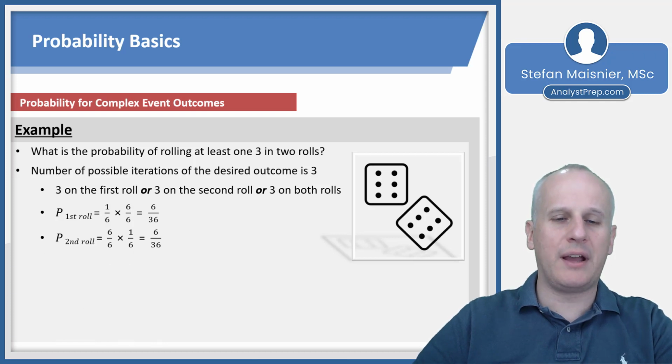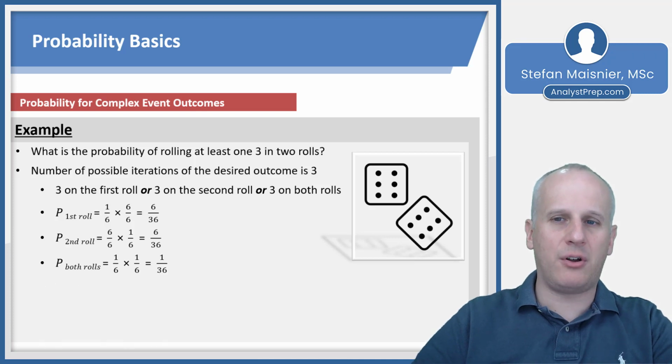Now, rolling a 3 on the second roll is basically the same thing, just reversed. So we don't care what the first roll is. But on the second roll, the desire is to get a single 3 out of the 6 possible outcomes. So 6 out of 6 times 1 out of 6 for the single desired outcome on the second roll is going to be another 6 out of 36.